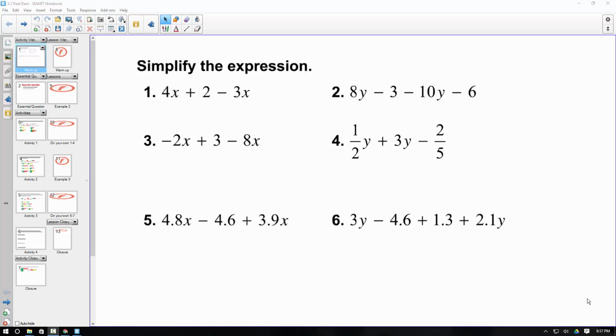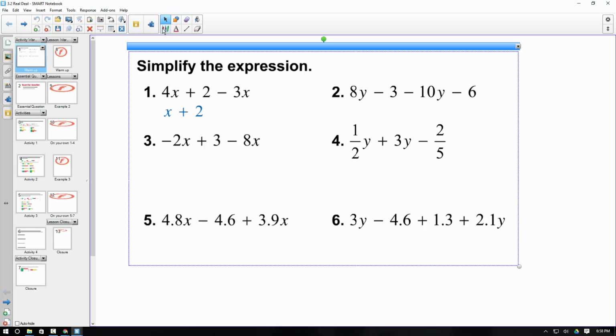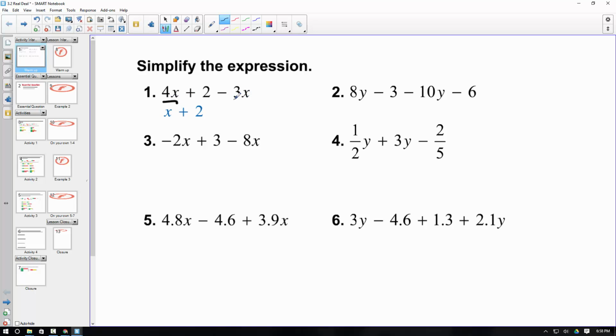All right, so this video will focus on Chapter 3, Section 2. We're going to start off with what we were doing yesterday. So we're going to go through and simplify the expressions. We're going to underline all the like terms that are together. I have my 4x negative 3x, and so I get the 1x plus 2.